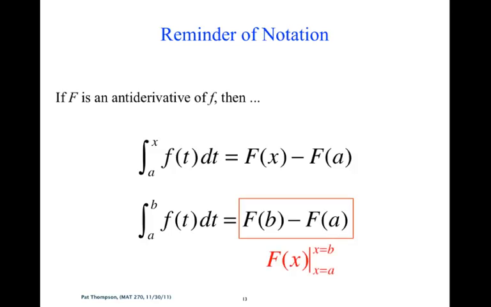There's a compact way of writing this difference, and that is you just write function F, and then a vertical bar to the right, x equals b, x equals a. That means evaluate F at b, evaluate F at a, and subtract, exactly what's in the red box. Okay? So that's just a shorthand notation.